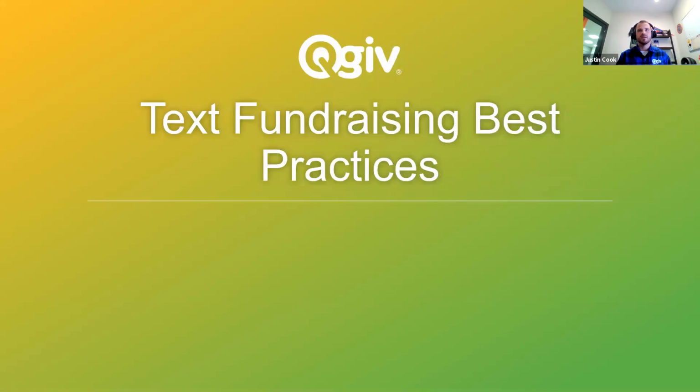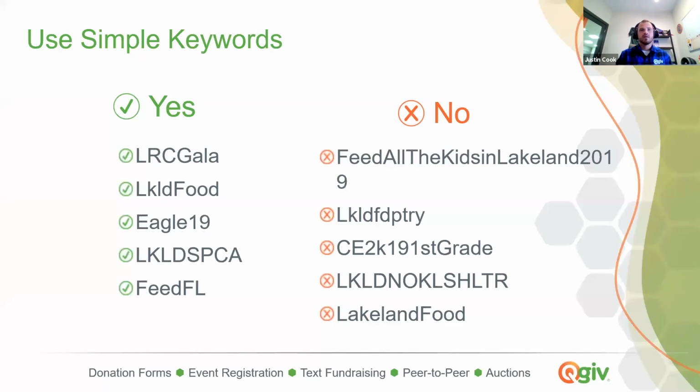Let's dive a little bit into some text fundraising best practices. Use simple keywords, and we'll talk about this over and over again. The harder your keyword is, the harder it is going to be for your donors. So for example, LRC Gala, that's a great short keyword. There's really no room for someone to mess that up. If they accidentally mess that up, it's not that hard to go back and try again.